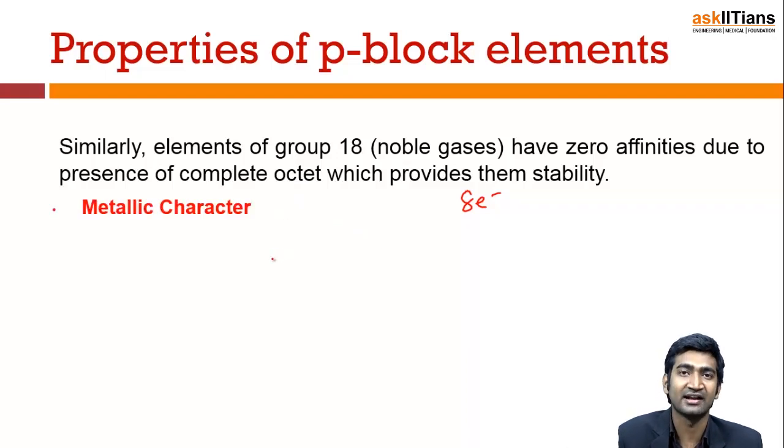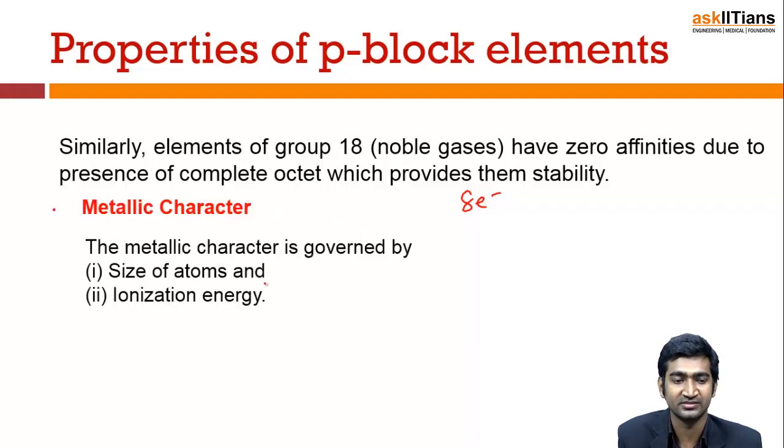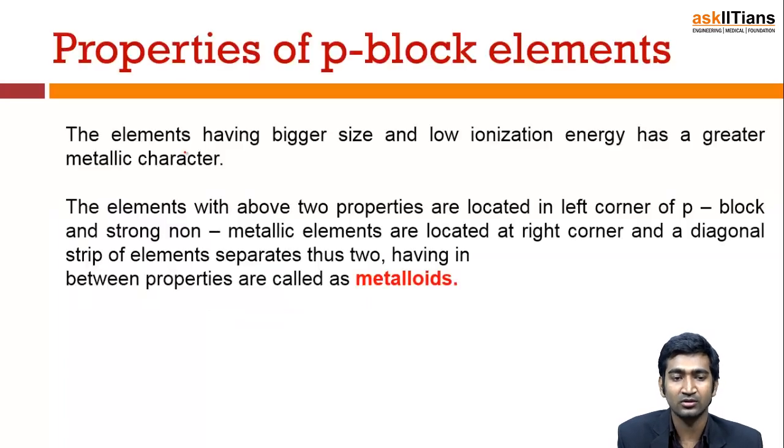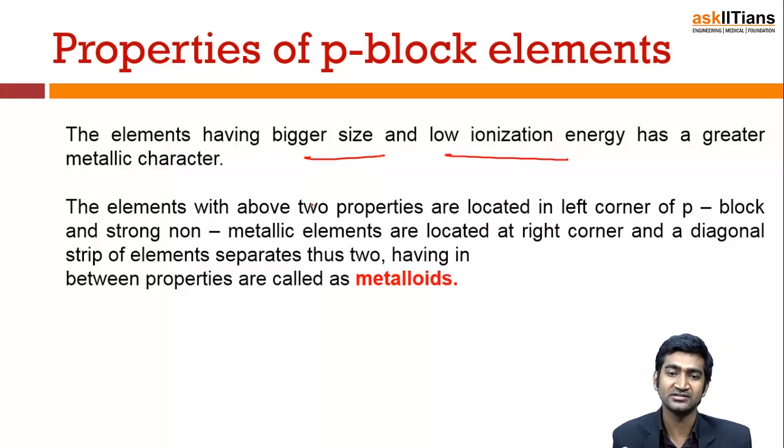Next property is metallic character. How will my metallic character change? It is totally governed by two factors: size of atoms and ionization energy. Let's see how these factors govern it. The one which has bigger size and low ionization energy obviously will have the greater metallic character. Low ionization energy means what? It means that I have to provide very little energy to remove one electron from it.